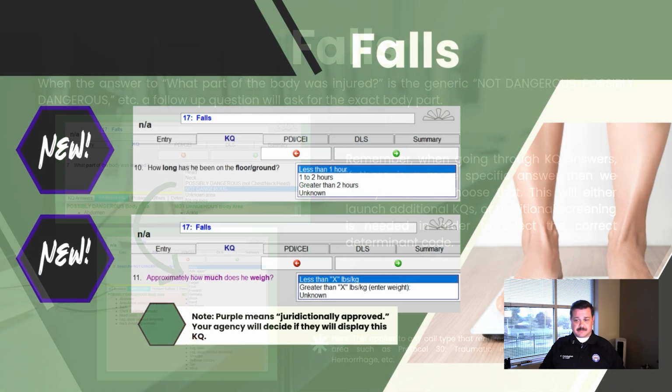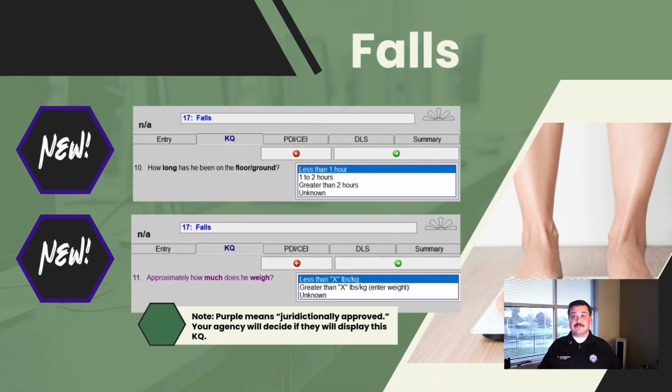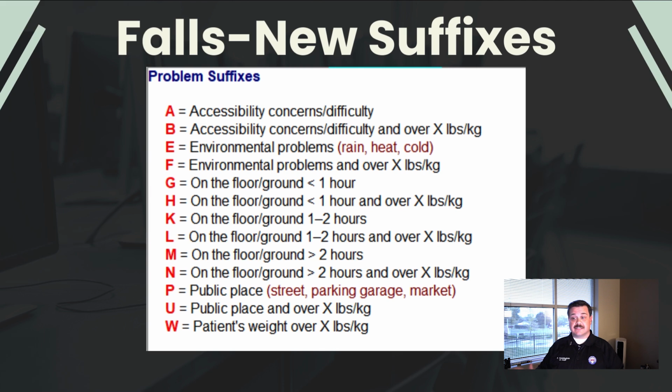A few new questions on Protocol 17 are, how long has he been on the floor or ground? And if jurisdictionally approved, approximately how much does he weigh? The first question intends to allow an appropriate suffix, as you'll see, to be attached based on the answer, which can then alter the agency's response if necessary.